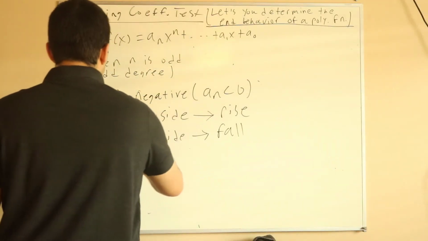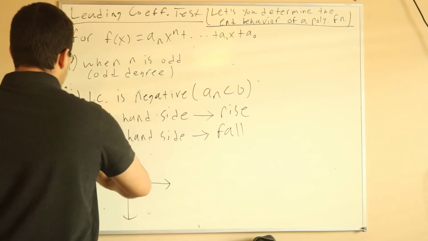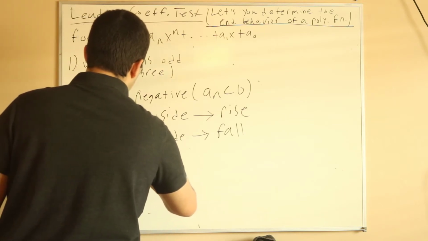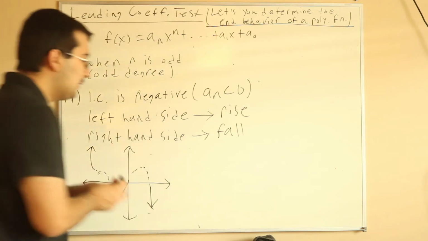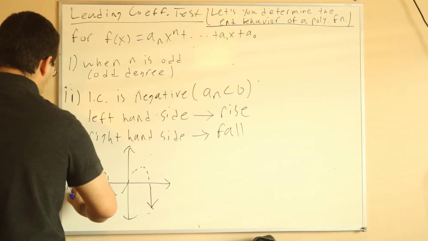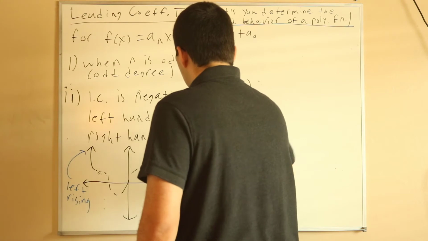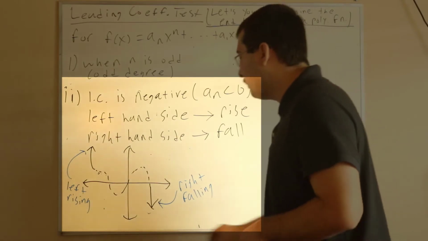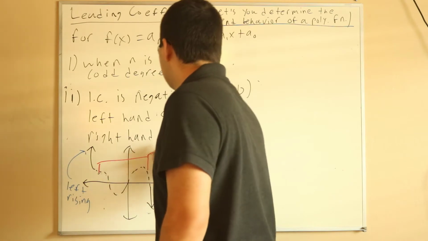So, another quick visual example is that this time we're going to get something like this. Alright, so here on the left we are rising. And here on the right we are falling. And again, there is that middle region where I have no idea what's going on because I'm only making a statement about the end behaviors.